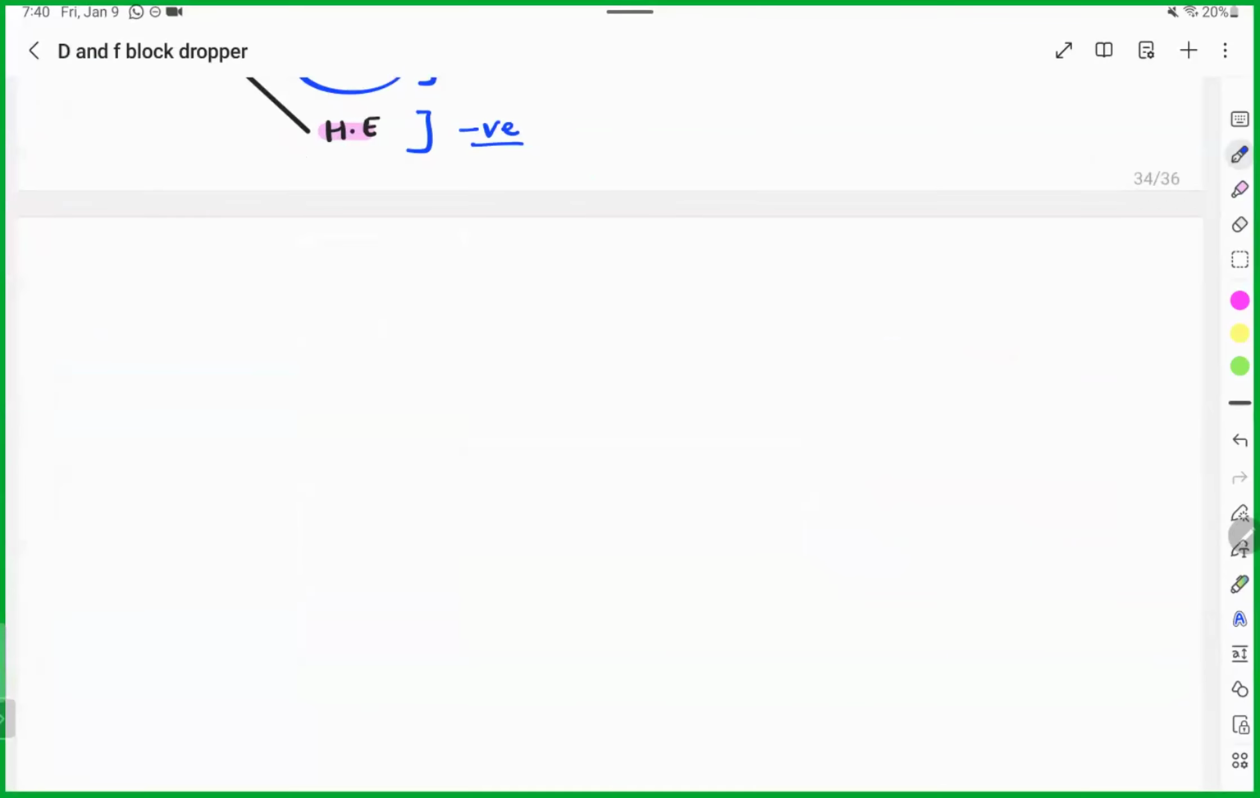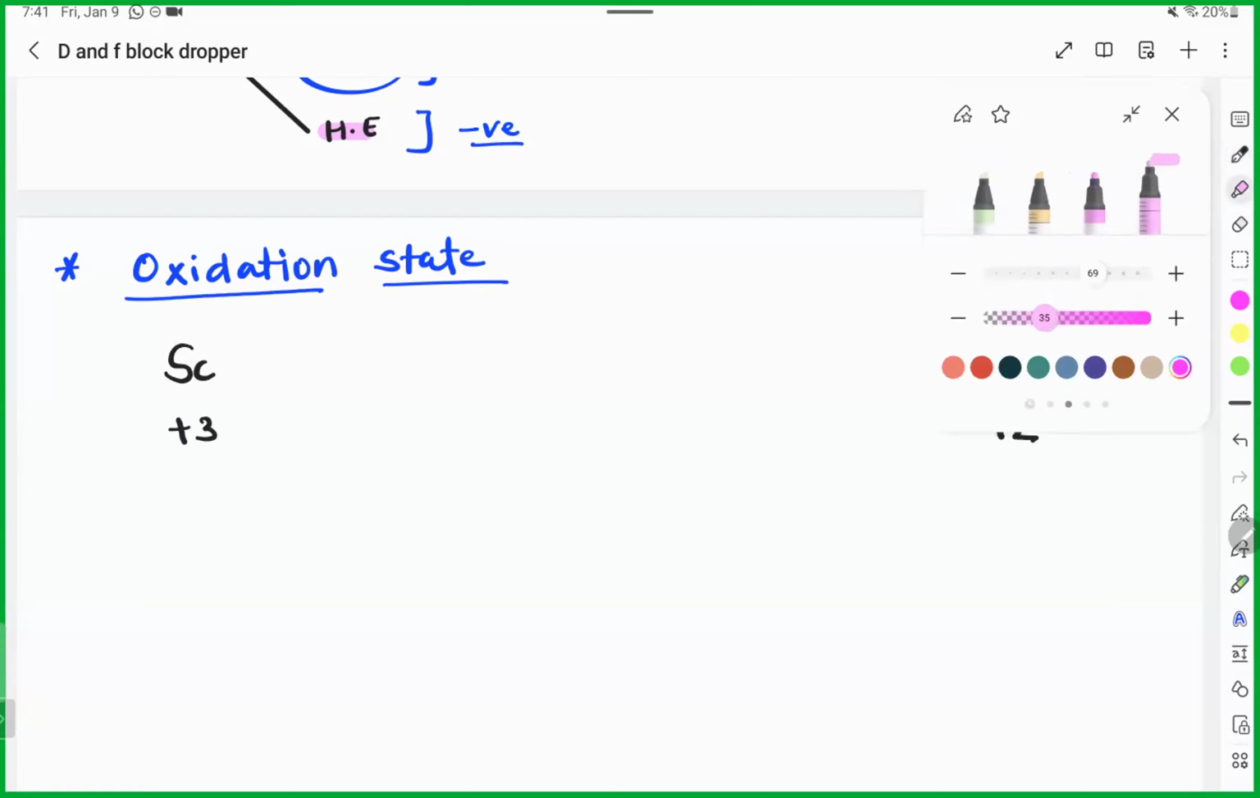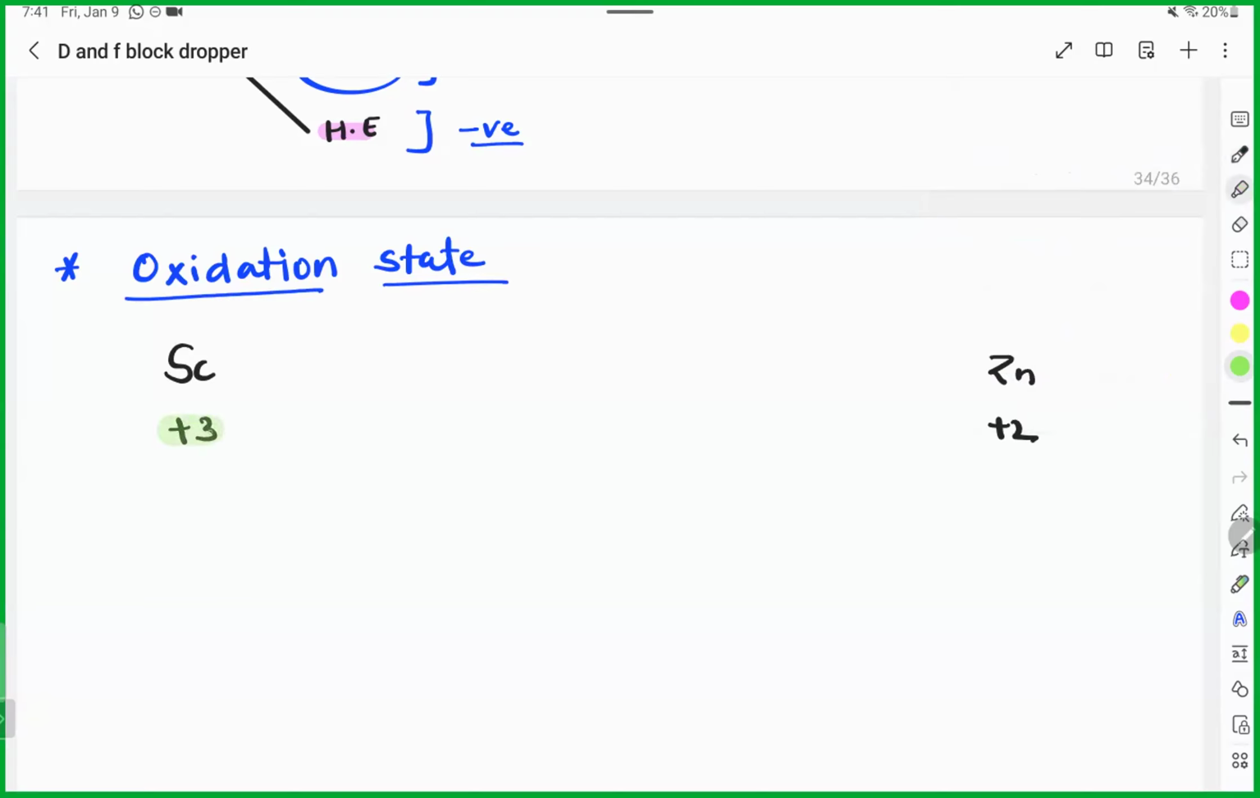So, come to the oxidation state. Though oxidation state is not one of the biggest topics because it takes very little time, it is an important factor. The only question asked is which oxidation state is stable in a given element. If you see scandium, the main oxidation state will be +3. If you see zinc, the last one, the only oxidation state will be +2. So at the end, you have limited oxidation states, +3 or +2.